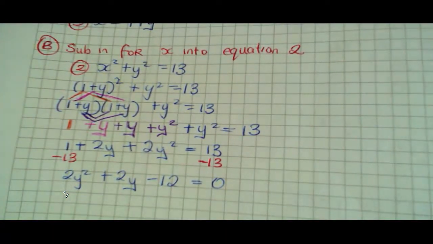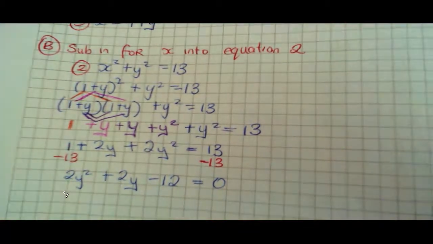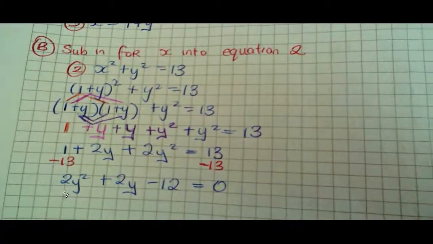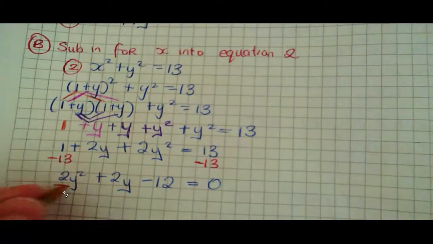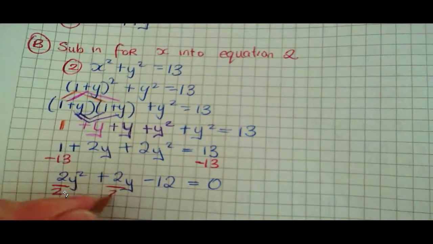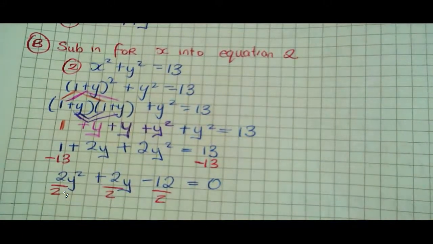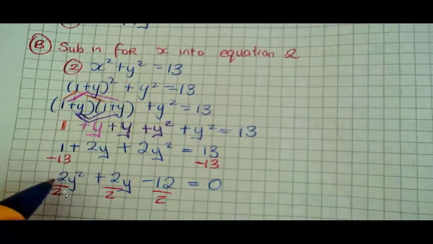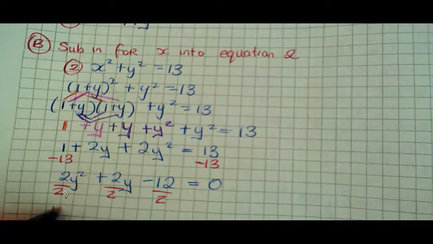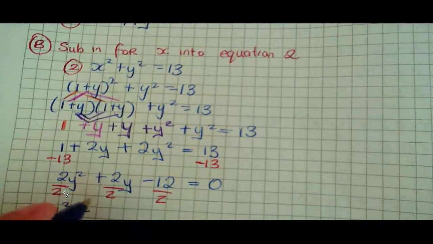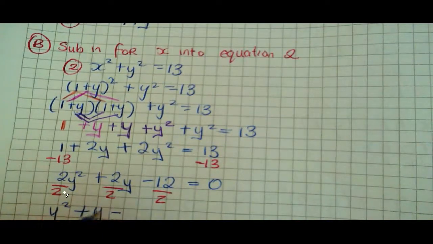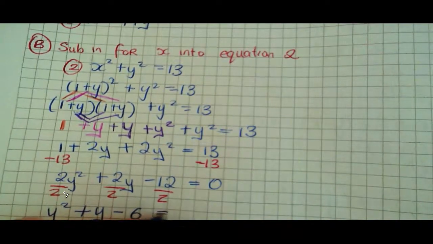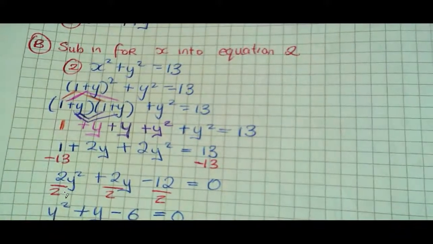I can actually divide across there by 2. Everything there is divisible by 2, so I'm going to divide across by 2 just to make life a bit easier for me. You don't have to do this, it just makes life easier. So 2y squared divided by 2 is y squared, plus 2y divided by 2 is just y, minus, and 12 divided by 2 is 6. And that's equal to 0.